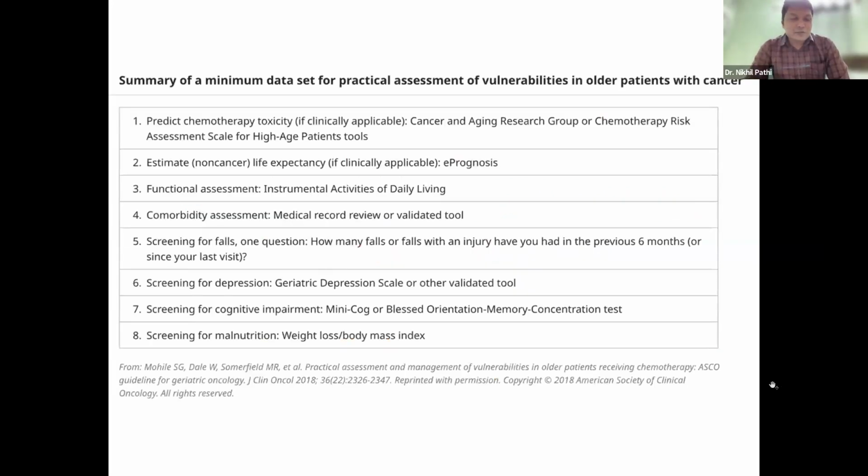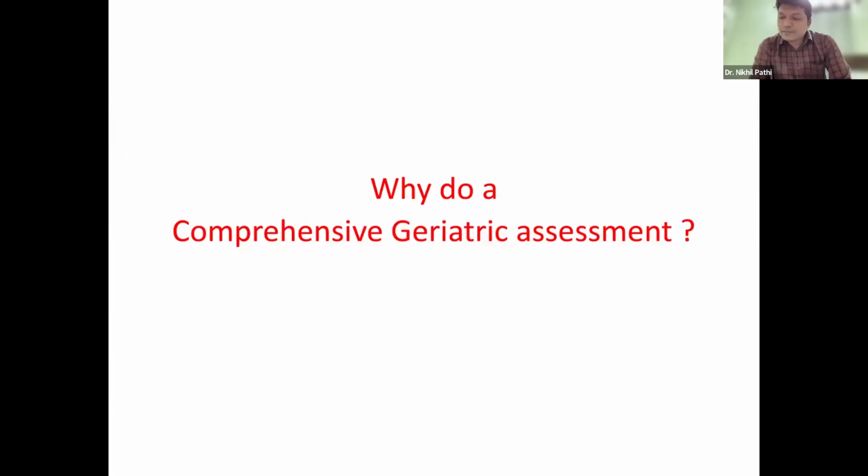At least the ASCO guidelines recommend a minimum assessment: estimating the life expectancy of the patient, and doing a functional assessment with IADL and the Charlson Comorbidity Index or some other comorbidity assessment. Also screen for falls, depression, cognition, as well as nutrition. And if any treatment such as chemotherapy is planned, do some sort of toxicity assessment. This is the minimum data set suggested by ASCO whenever we treat cancer in elderly patients.